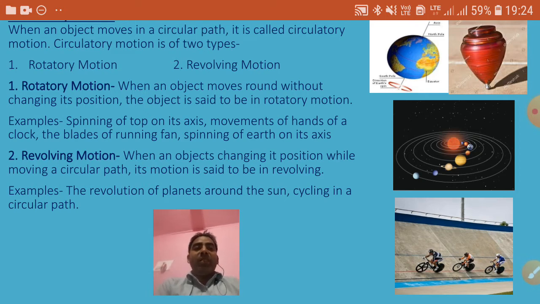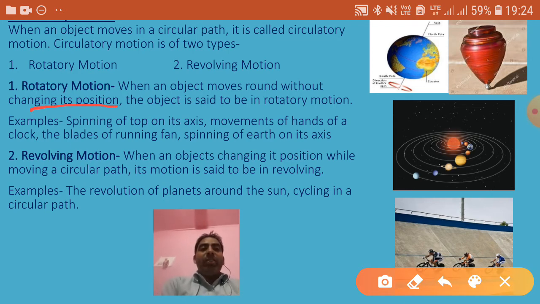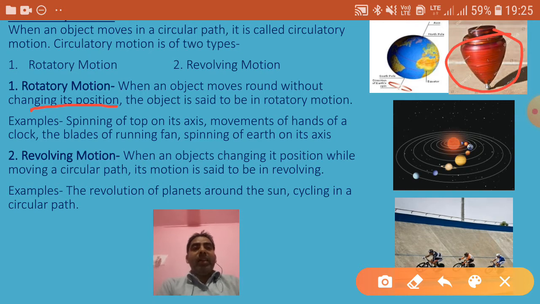First we will see rotatory motion. When an object moves round without changing its position, the object is said to be in rotatory motion. Here you can see a top is rotating, but its position is not changing. Here the earth is rotating on its own axis. The position of the earth is not changing, but the earth is moving on its own axis, that is called rotatory motion.